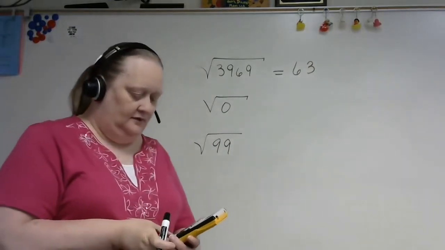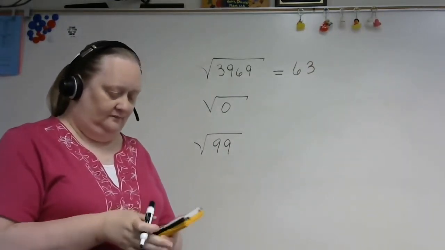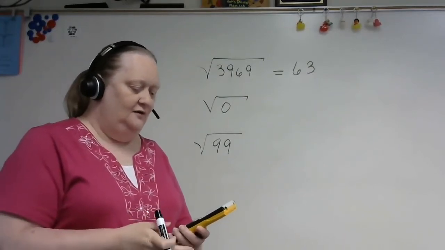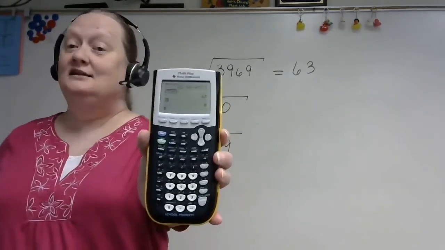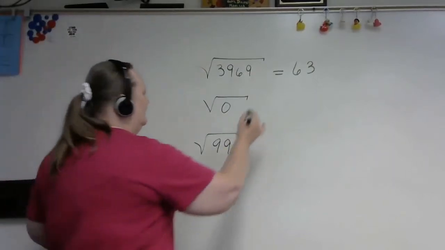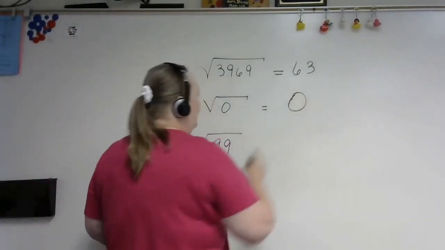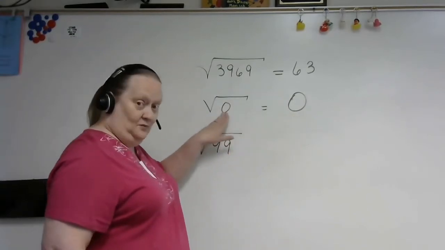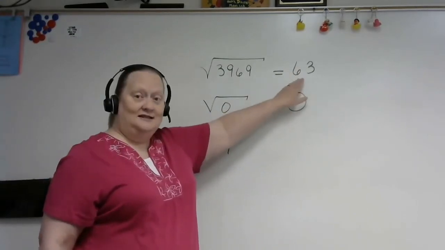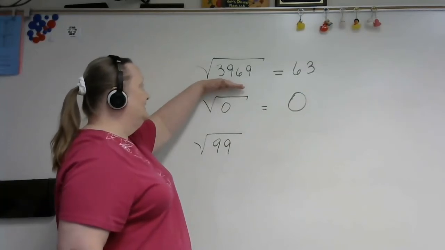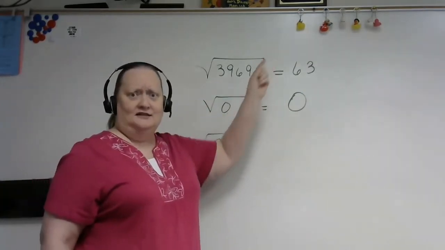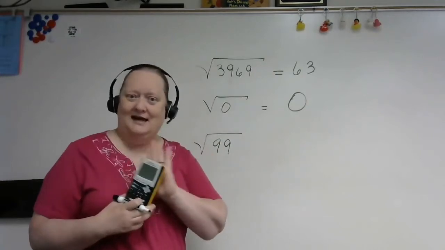Well, what's the square root of 0? And you should know that one off the top of your head. It should be 0. And in both of these cases, that's because 0 times 0 gives us 0, and 63 times 63 happens to give us 3,969. Now, you shouldn't know this top one. That's why we use the calculator.